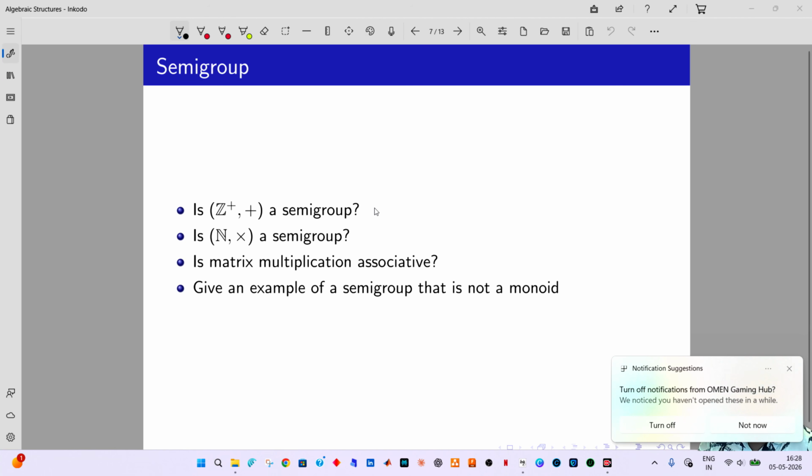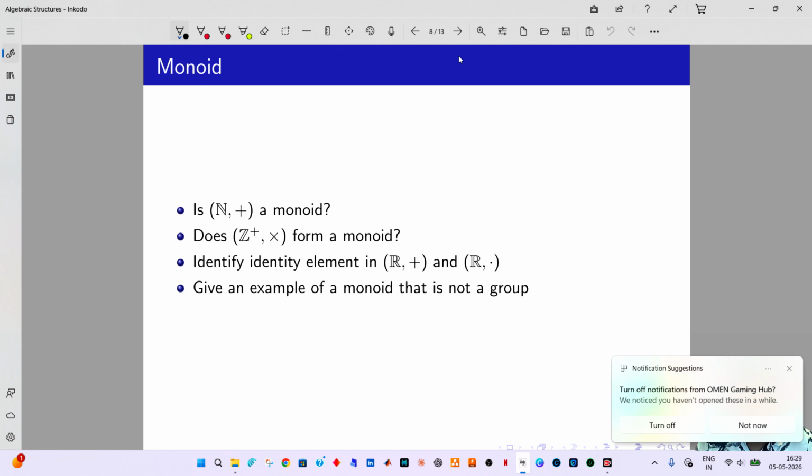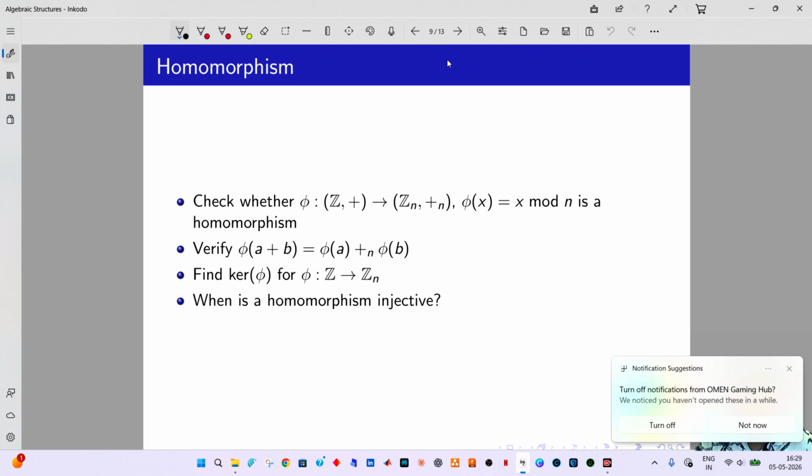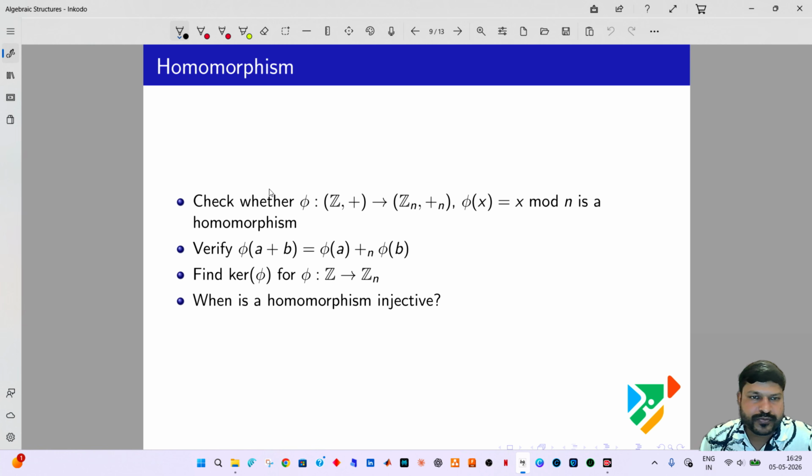Okay, next question, semigroup. You see the definition and I hope you will be able to solve this question. Next is on monoid. See the definition and solve it. Next question on homomorphism. Let me solve it for you.